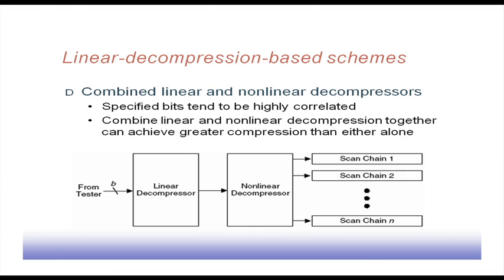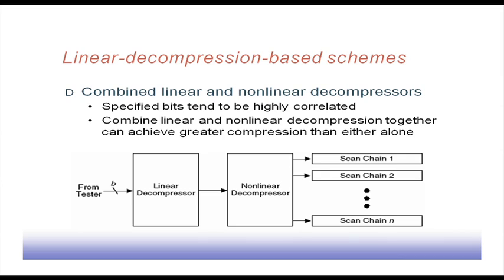The reason behind this is that the specified bits tend to be highly correlated. If the first test pattern has excited some faults and the second test pattern excites some fault which is close to it, then it is very likely that, due to the physical proximity of the two faults, many of the bits of the test patterns will be the same. So the specified bits of the test patterns are going to be the same.